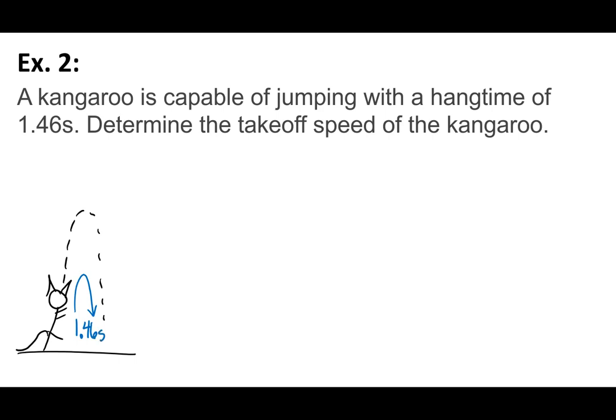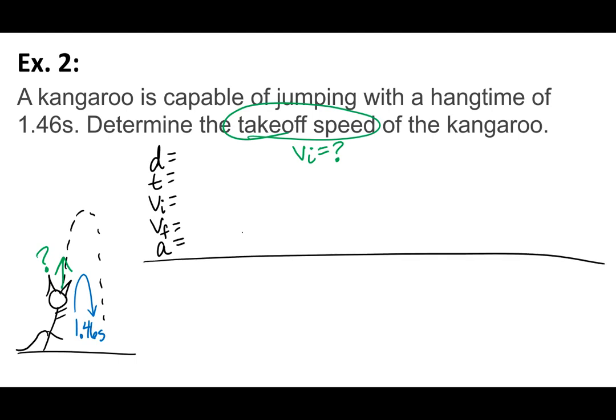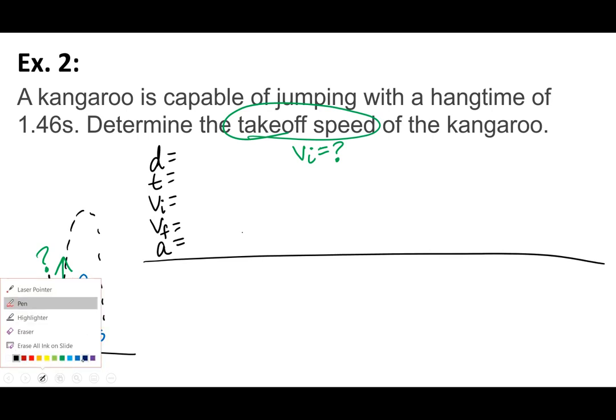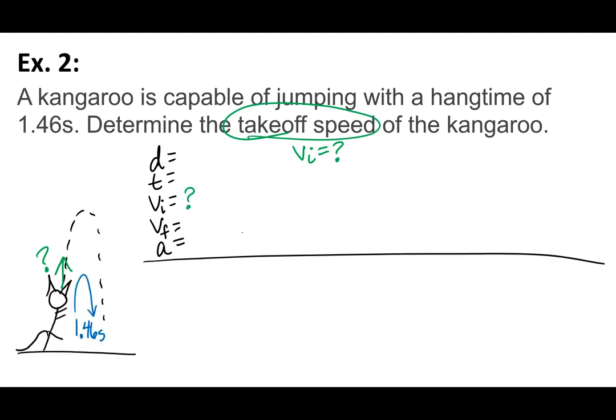So again, we can use either scenario of how to find the takeoff speed. Takeoff speed is how fast the kangaroo jumps upward. And so we're looking for the VI. Let's do our variables. D, T, VI, VF, and A. VI is our question mark. That's what we're looking for.